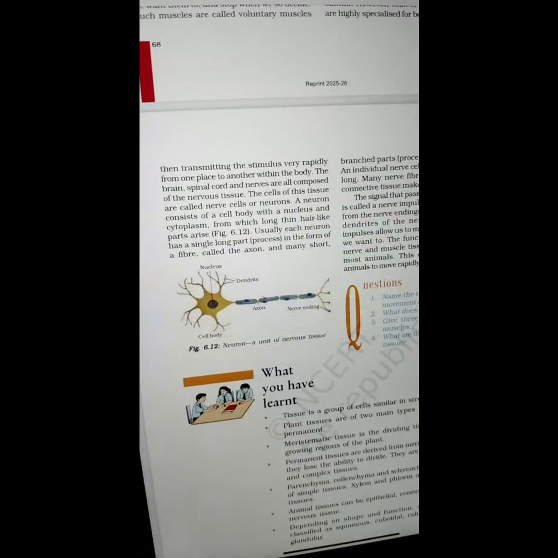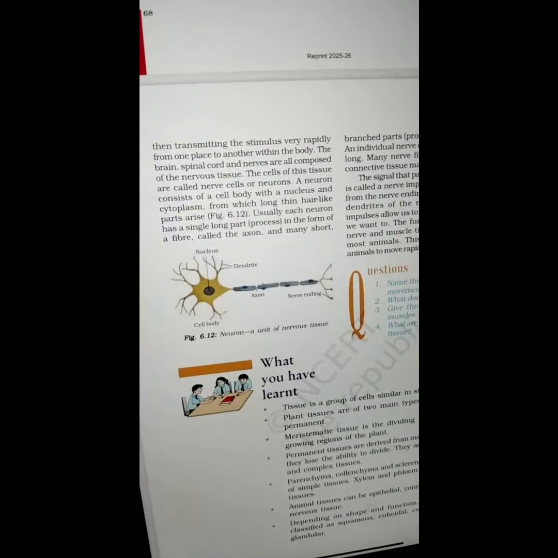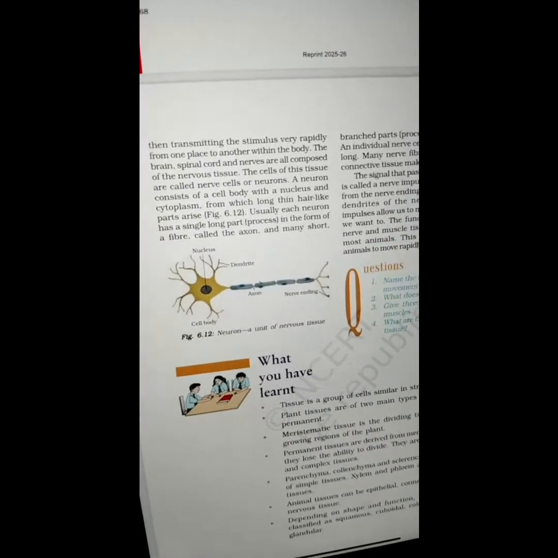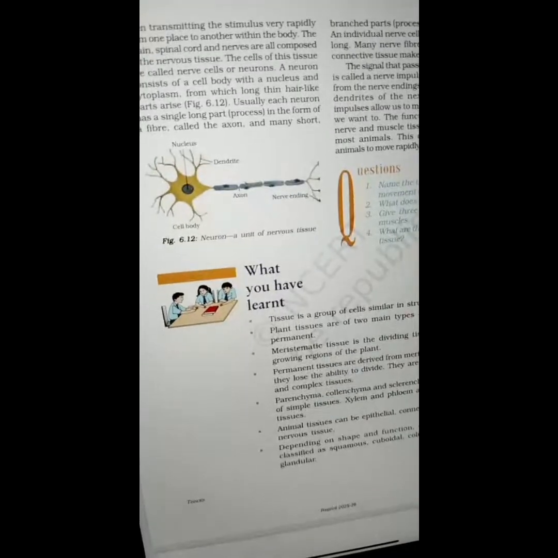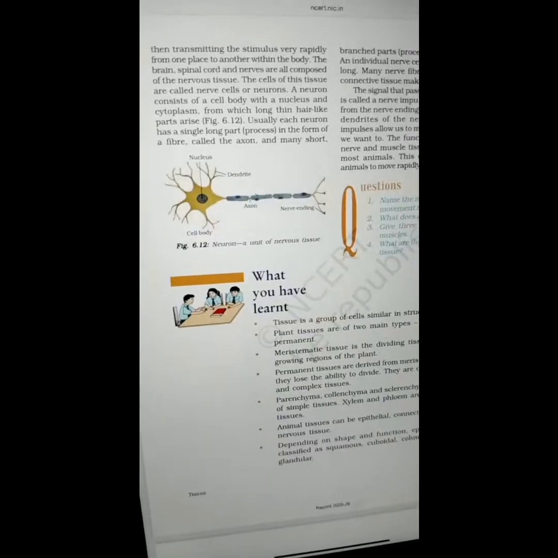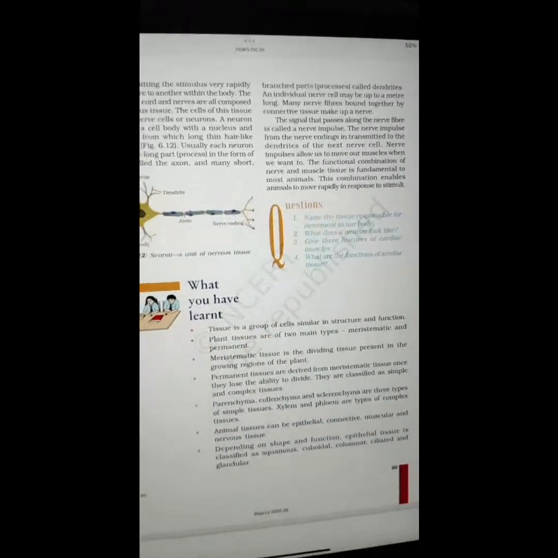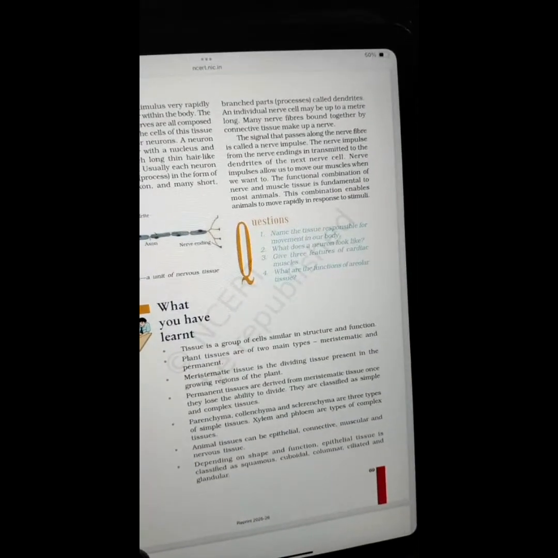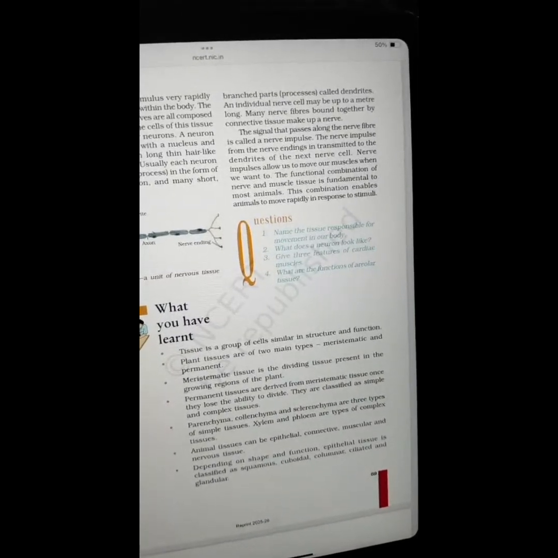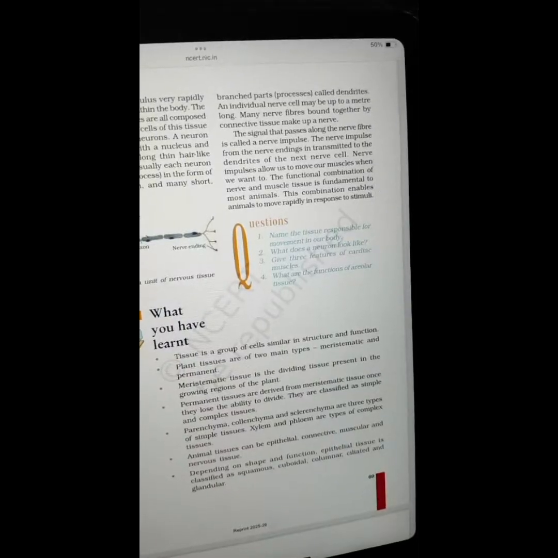A neuron consists of a cell body with a nucleus and cytoplasm from which long, thin, hair-like parts arise. Usually, each neuron has a single long part or process in the form of a fiber called axon and many short, branched parts or processes called dendrites. Figure 6.12 is showing you a neuron, a unit of nervous tissue. Let's come on to the right hand side of page number 69 of your book.